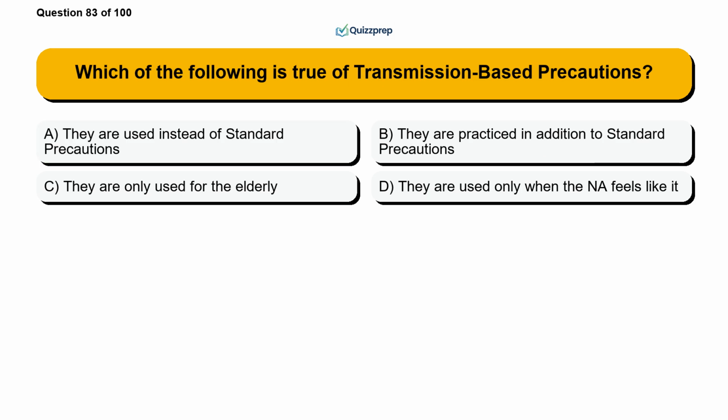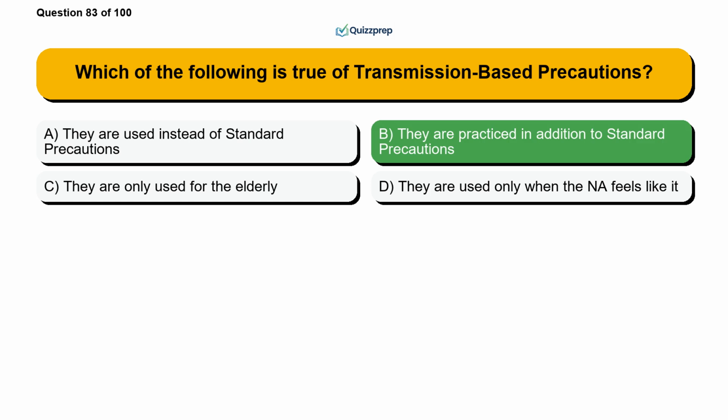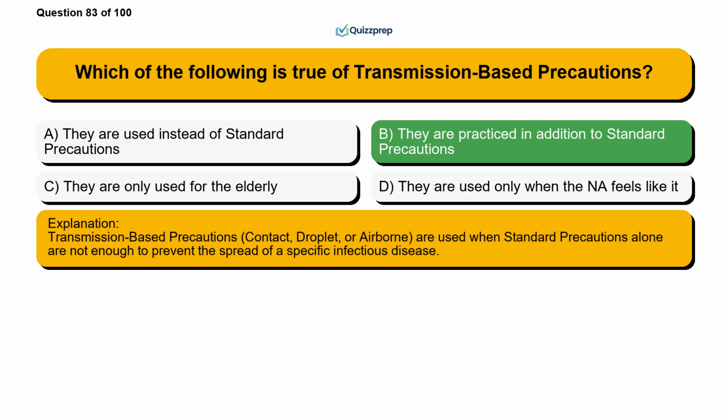Question 83. Which of the following is true of transmission-based precautions? Option A, they are used instead of standard precautions. Option B, they are practiced in addition to standard precautions. Option C, they are only used for the elderly. Option D, they are used only when the NA feels like it. The correct answer is option B, they are practiced in addition to standard precautions. Transmission-based precautions, contact, droplet, or airborne, are used when standard precautions alone are not enough to prevent the spread of a specific infectious disease.